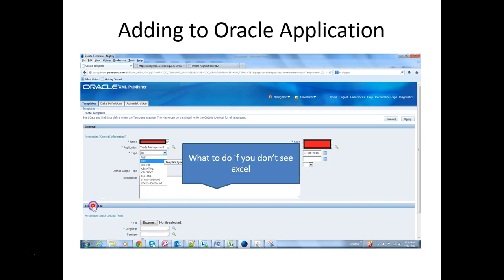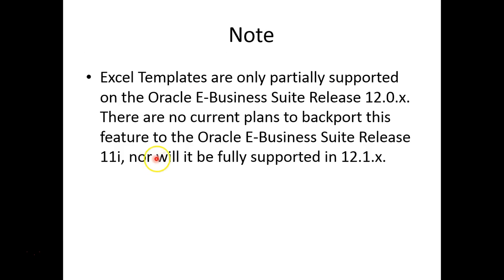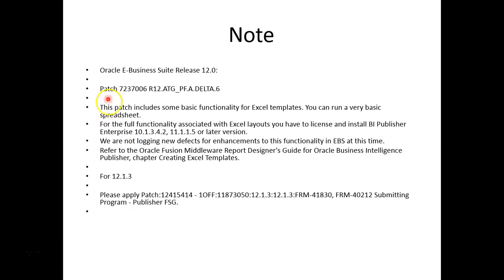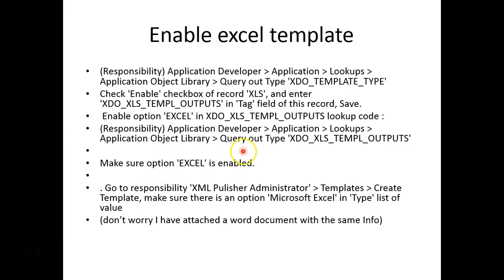The next question is, how do you add the template to BIP Publisher? You add it in the regular way, go to the templates, and make sure you select, in this case, you don't see XML. So what do you do in this case? Excel is only partially supported for 12.1, and fully supported from 12.1.0. There are some notes. I would attach these notes in a separate document, so it's helpful. Basically this is the step that you have to do to enable Excel.